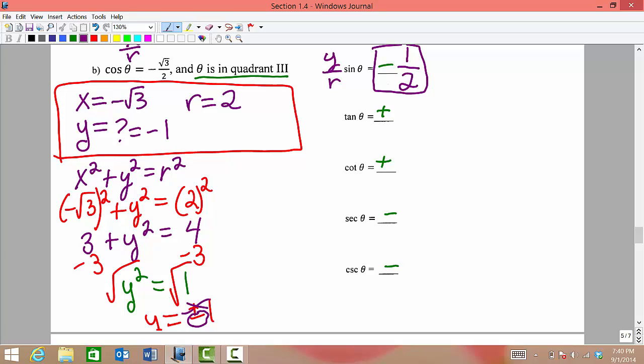Tangent is y over x. Now notice that we said tangent was positive, and that's because y is negative and x is negative. A negative divided by negative gives us that positive. So we have y divided by x, and we get positive 1 divided by the square root of 3. We want to rationalize, multiply top and the bottom by the square root of 3, and we get positive square root of 3 divided by 3.